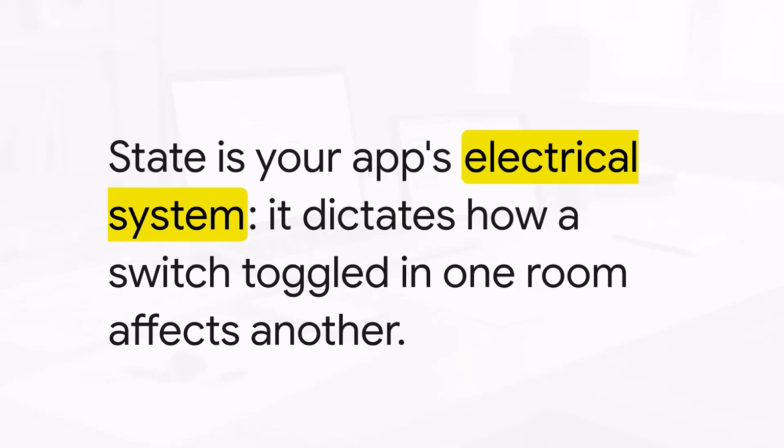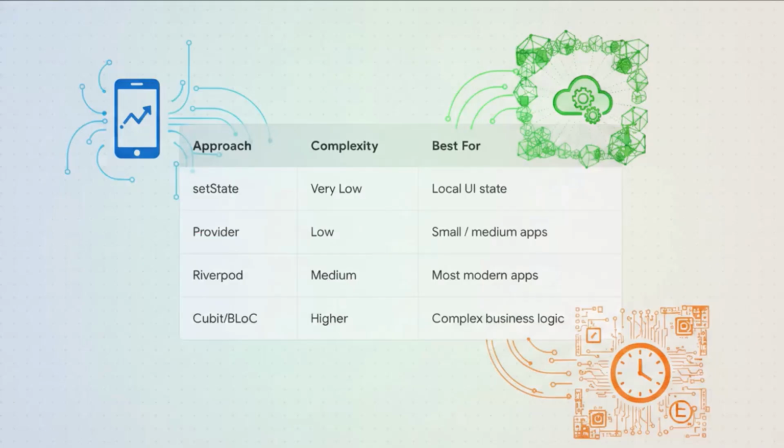Imagine tapping Add to Cart on Amazon and instantly seeing that little cart icon update with a number. That is state at work. It's just the dynamic data your app needs right in that specific moment. Now, figuring out how to manage that data flow, you've got some great options.